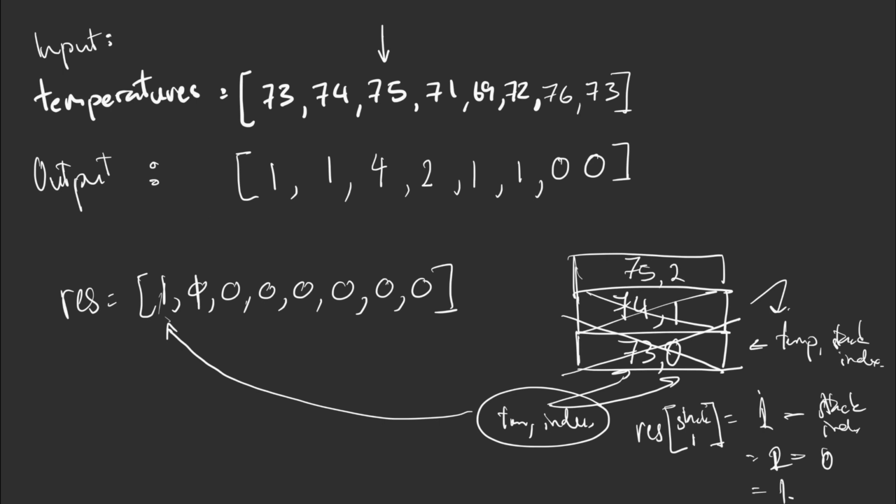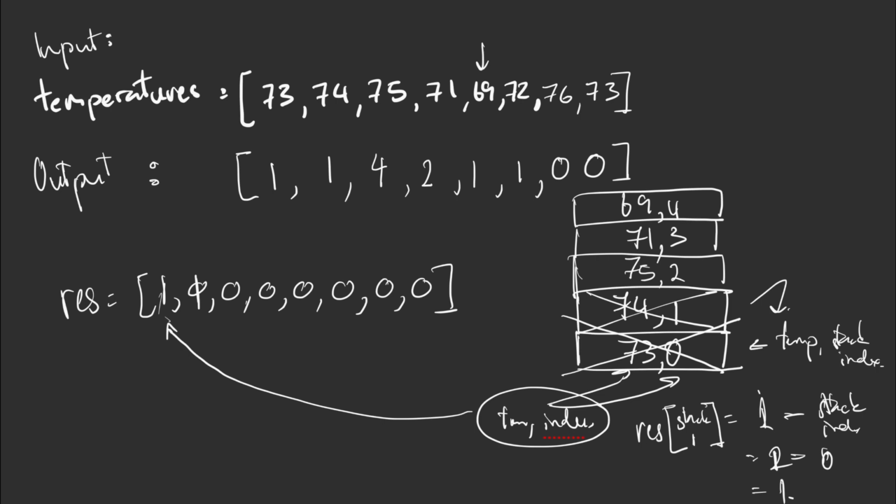All right, and then we move to 71, and now we can see that the temperature at index number 3 is smaller than the temperature at the top of the stack. So when that happens, we just simply need to append that to the stack. And now here is 69, so we do the same thing because it's not larger than the top of the stack. That's going to be 4.